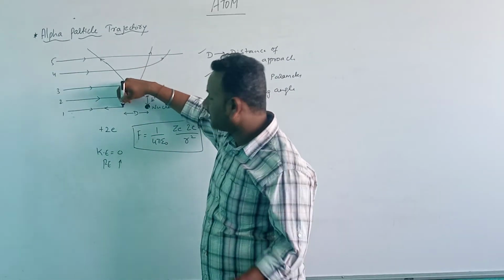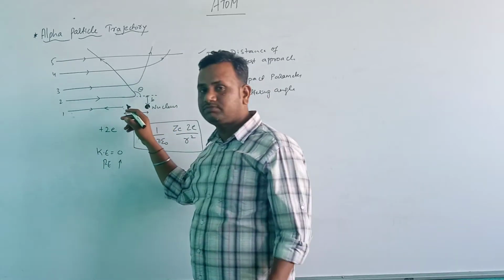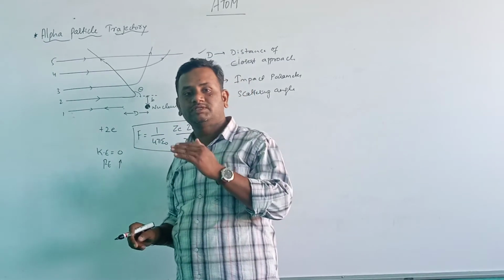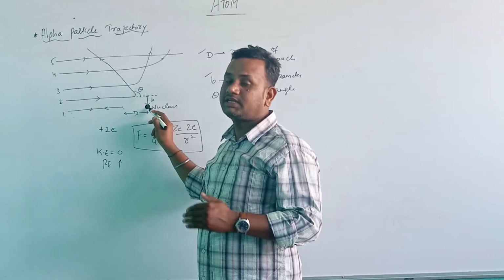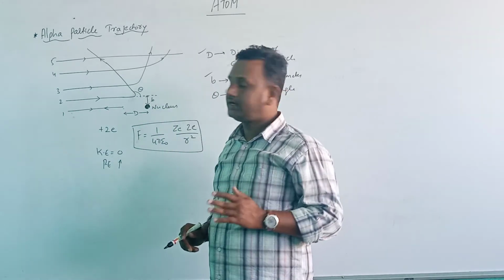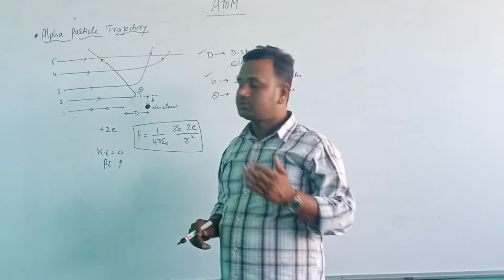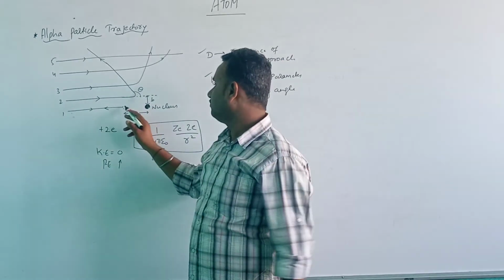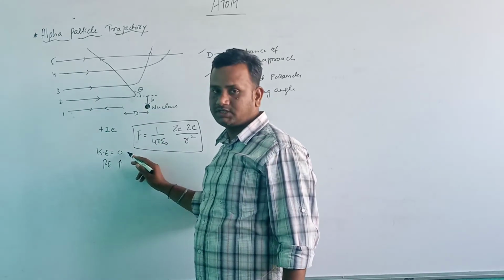Distance of closest approach. So what happens here? Why is it being stopped here? Why is the kinetic energy becoming zero? Because the nucleus here is a helium nucleus, it has a positive charge, and this alpha particle also has a positive charge. So due to this, there will be a large repulsion. Hence, the kinetic energy is becoming zero here.